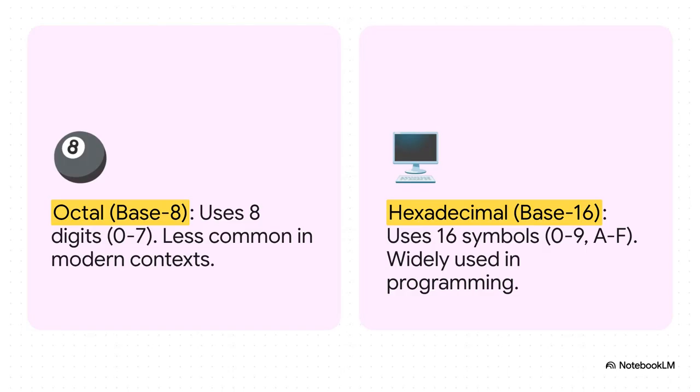You've got octal, or base 8, which uses digits 0 through 7. Honestly, you don't see it around much anymore. But then you have hexadecimal, or base 16, and this one is everywhere. It uses 16 symbols, our normal 0 through 9, and then it borrows the letters A through F to stand in for the values 10 through 15. This is the one you'll see all over the place if you look under the hood of modern tech.